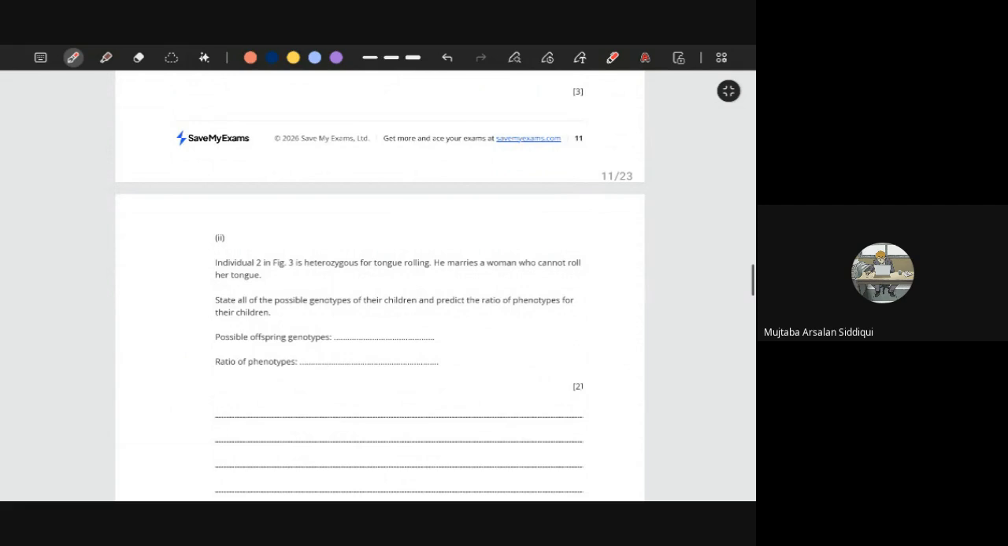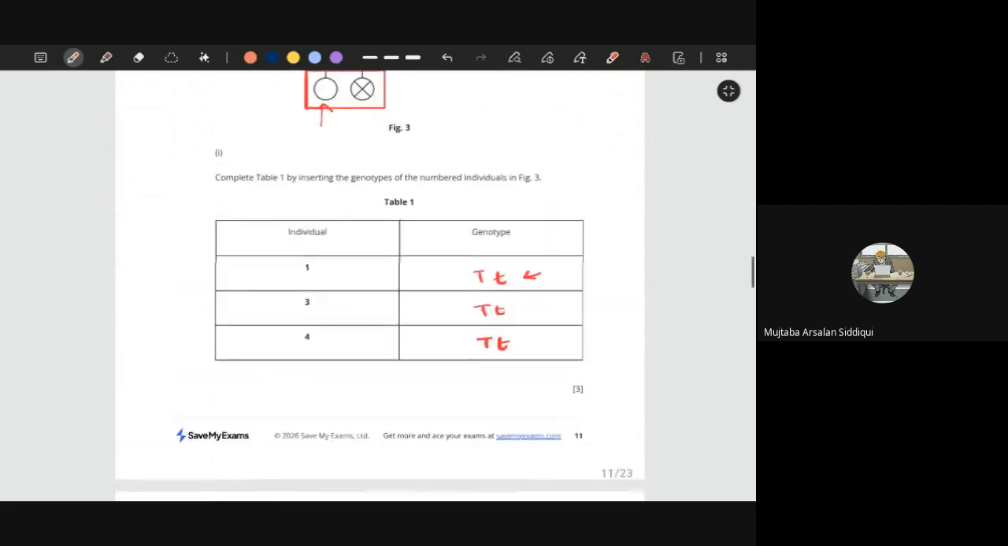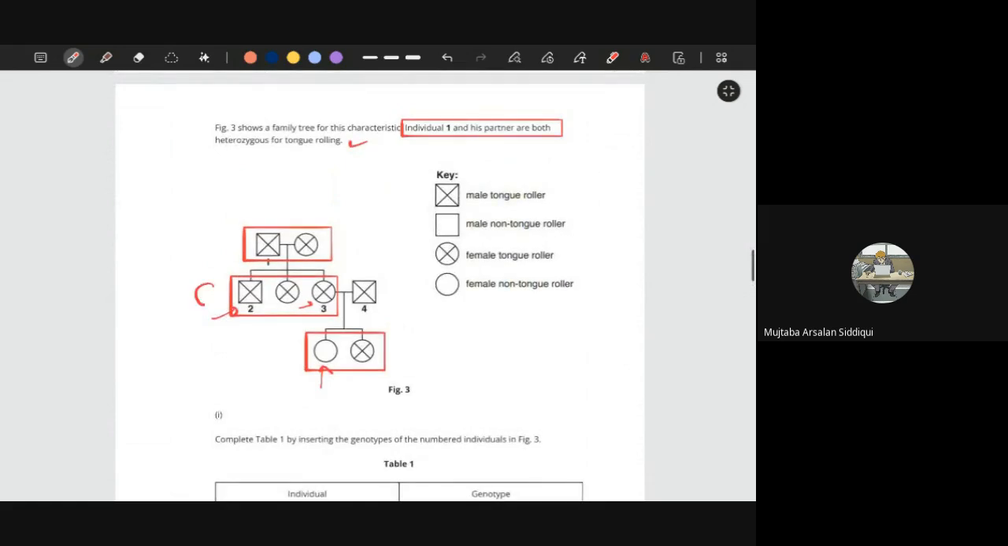Individual 2 in figure 3 is heterozygous for tongue rolling. He marries a woman who cannot roll her tongue. So she will not have the gene, right? Yeah.